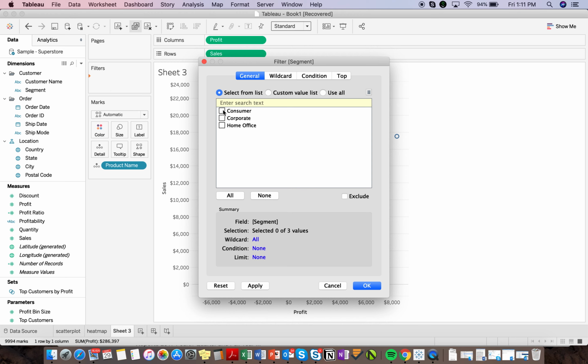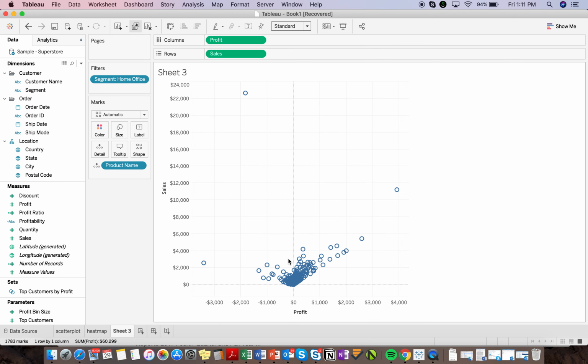by segment. So let's say my CEO asked me to look specifically at home office products. From this filter, we really reduce the number of data points we have, and we can focus on these three. So we have, number one, the copier, the video conferencing unit, and the printer.